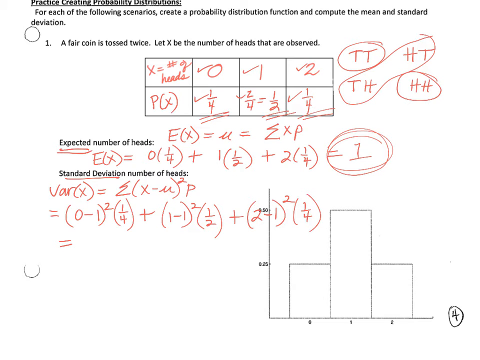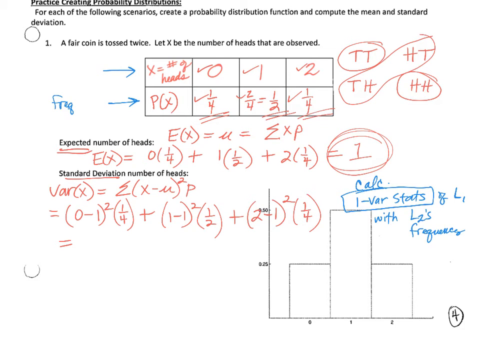We discussed how to do this in your calculator, so let me remind you that you are doing one variable stats. That's under stat calc, one variable stats of what, guys? List 1, with list 2's frequency. It should make sense that this is the frequency because I know 0 heads will happen 1/4 of the time and so on. So this is your frequency that you put in L2 and this is what you put in L1.